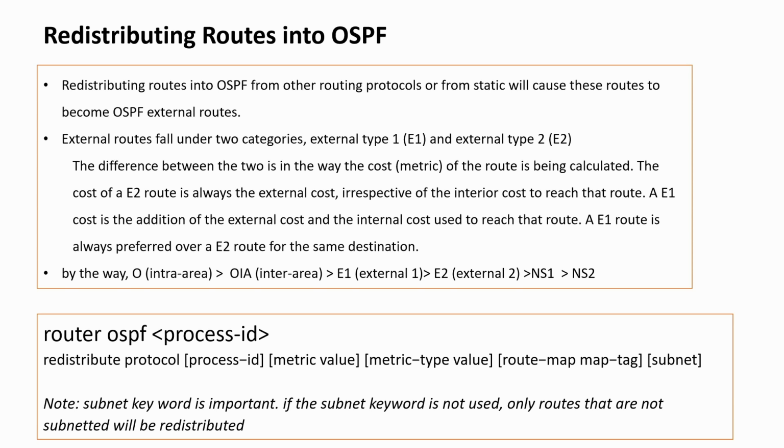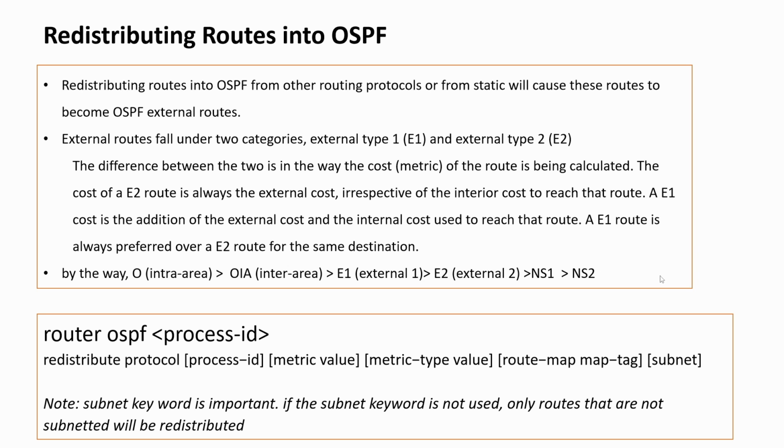By the way, in OSPF there are intra-area routes, inter-area routes, external routes, and now also NSSA routes. So here is the preference list. Intra-area routes are preferred over inter-area routes. Inter-area routes are preferred over E1 routes. E1 is better than E2. E2 routes are preferred over N1 routes. N1 routes are preferred over N2 for the same distance.